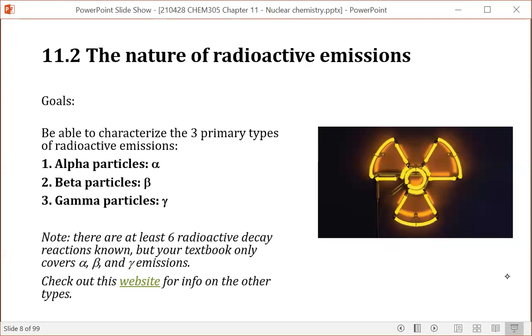Okay, that's it for 11.1. Next time we'll talk about the nature of radioactive emissions, going over what are called alpha particles, beta particles, and gamma particles. I'll see you then.